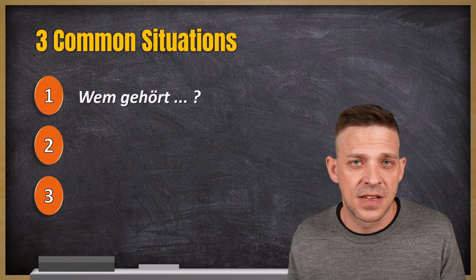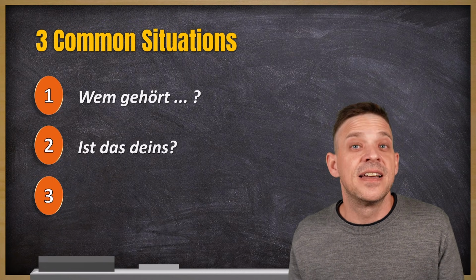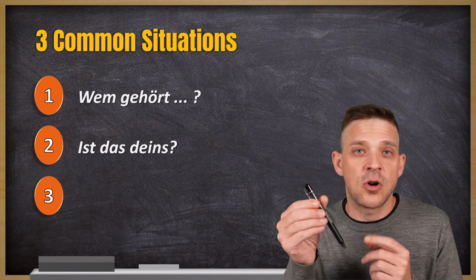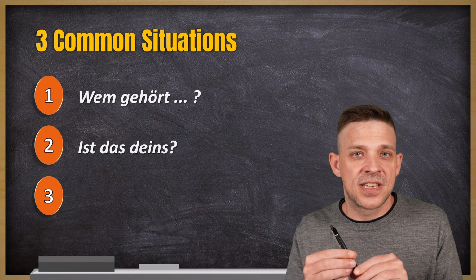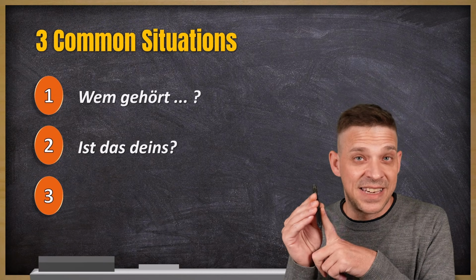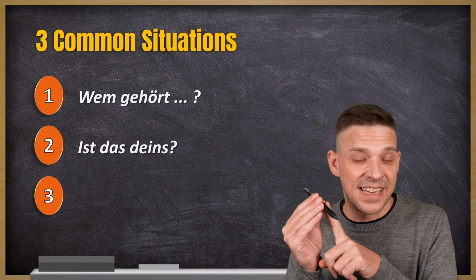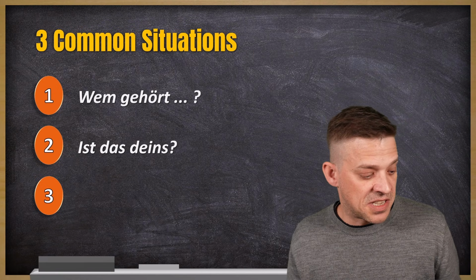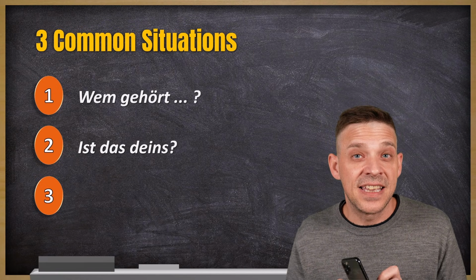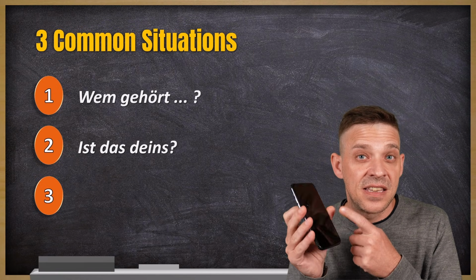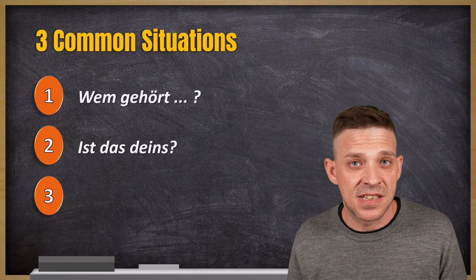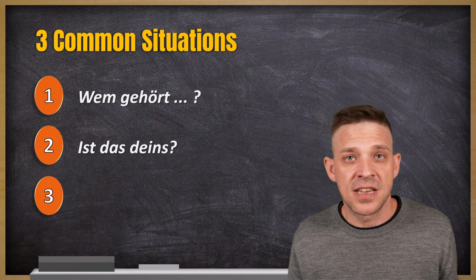That's his. Second situation is if you can point or if you have the object in your hand and then you ask, ist das deiner? Because it's a pen, it's masculine, deiner. Or if it's a cell phone, here ist das deins, Handy. Ist das deins? Is this yours? And then you say, ja, das ist meins.